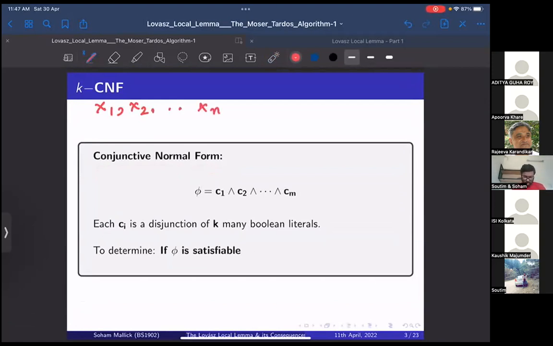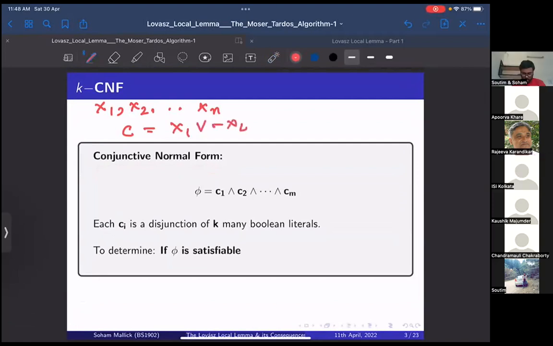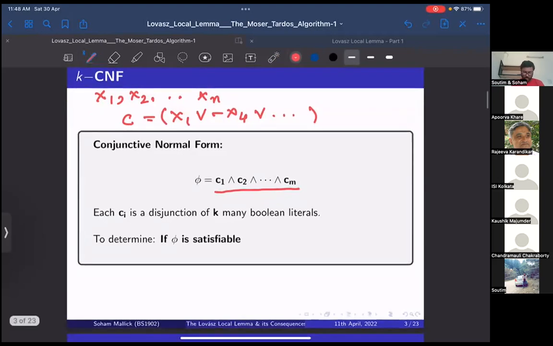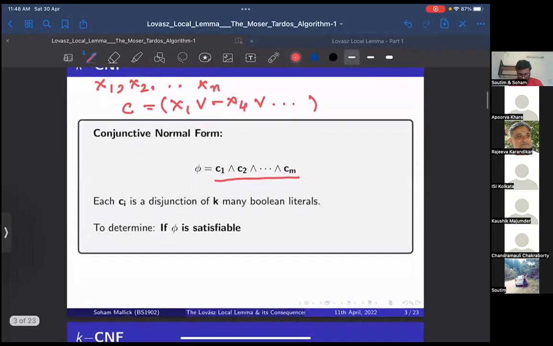And we have a clause of this form, say x1, joined by the disjunction operator, and say not x4, and we have some such things. If there are k elements in a clause, then we call it a k-clause. What a k-CNF is, is a conjunction of such k-clauses. So we have m such clauses, and they are connected by this conjunctive operator. And the final Boolean expression that we get, phi, is called a k-CNF.